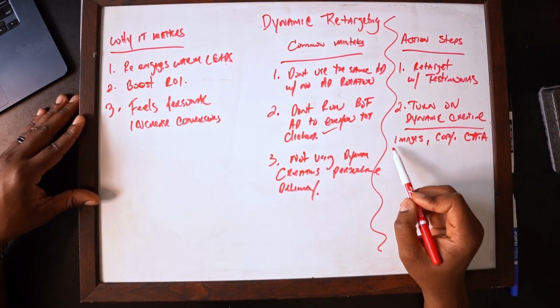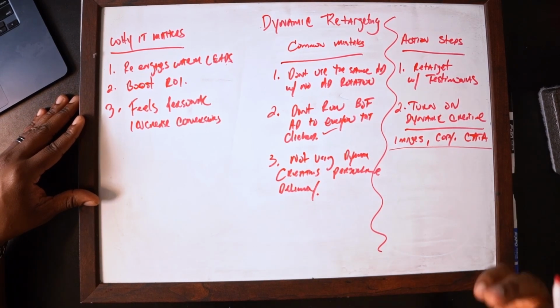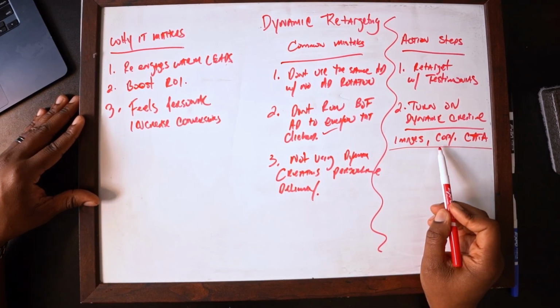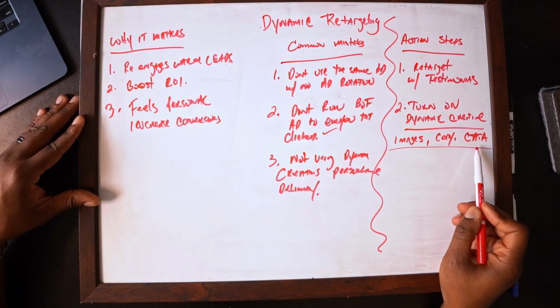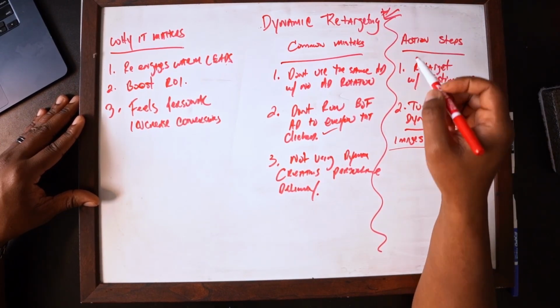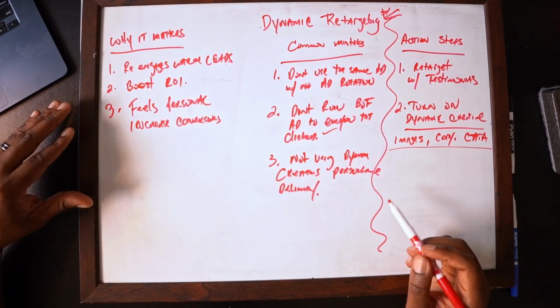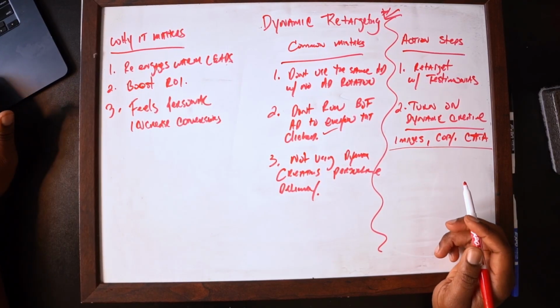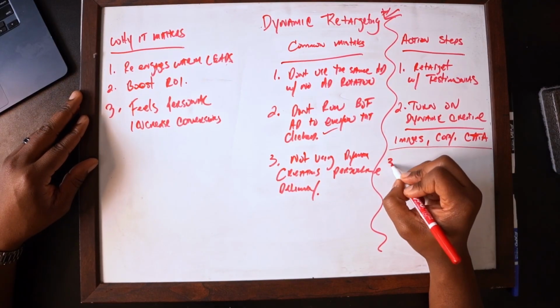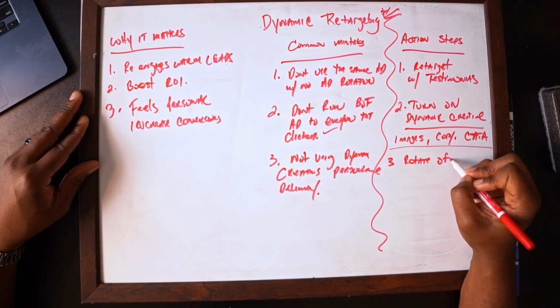All right. So turn on your dynamic creative. It's going to find the winning image, copy, and CTA. And during the retargeting phase, that's when you need it the most. You need to find the image that the people are the most attracted to. All right. Next, you have to rotate your offers.